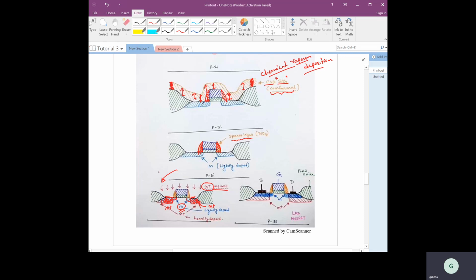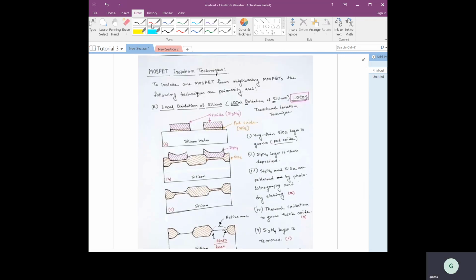Now that is almost done. The next thing is that we have to take the source and drain contacts from these two regions. That's all. Fine. So I hope it is clear to you how to make this LDD structure, in an NMOS or PMOS having an LDD structure.